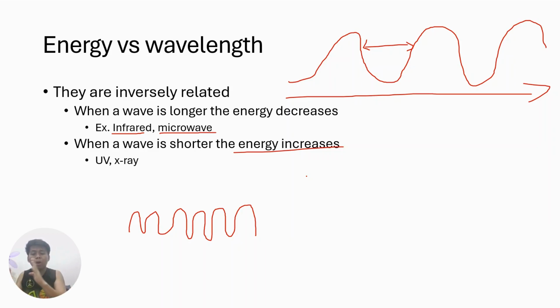But when we talk about frequency in relation to energy, it is directly related, or correlational. When the frequency is decreasing, the energy is also decreasing. But when the frequency is increasing, the energy is increasing also. They are directly correlational to one another. So I hope that is very clear to you guys.